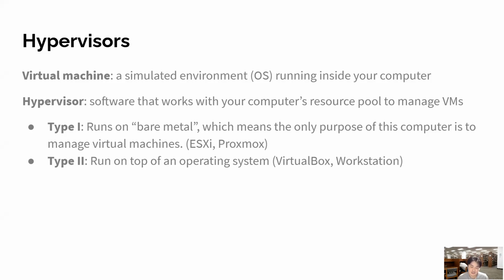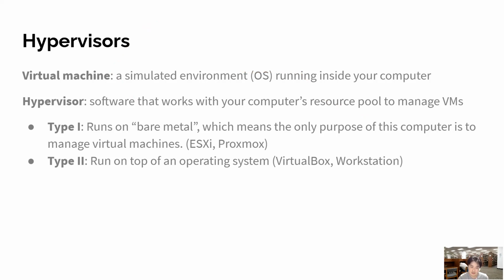A hypervisor is just software that works with your computer's resource pool to manage VMs, and what resource pool means is the hardware. So things like the storage capability, your memory, and CPU. For hypervisors, there are two types of hypervisor. There's type 1 and type 2. Type 1 is usually called bare metal hypervisor, which means the only purpose of this computer is to just run the hypervisor.